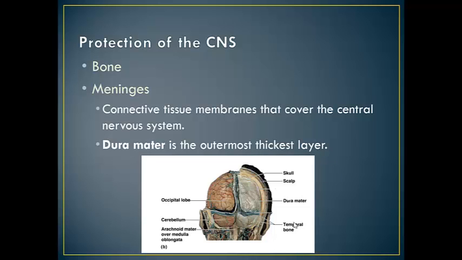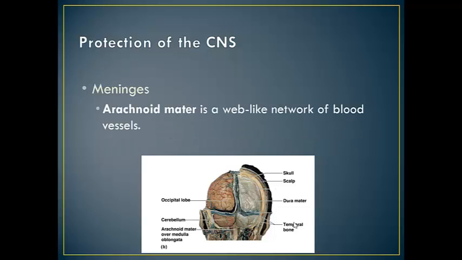Now, by the way, there are 3 layers of meninges. The first layer, the one that touches the skull, is what we call the dura mater, which is the thickest and outermost layer. Dura mater in Latin means one tough mother. So just remember, it's the thickest and it's probably one of the toughest layers of the meninges. The next is what we call arachnoid matter. Arachnoid matter is like a web-like network of blood vessels that are all just kind of on the brain.